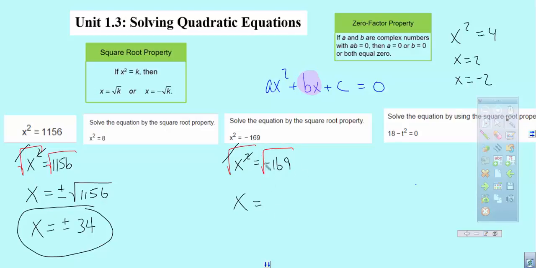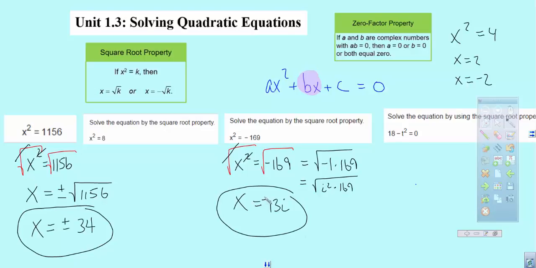On the right hand side, remember we talked about how coming out of that, the negative 1, that we can think of this as being the square root of negative 1 times 169, which is really the same thing as the square root of i squared times 169. Remember that from 1.2? So when we pull this out, we would get 13i, positive or negative. And so the square root of i squared is i, and the square root of 169 is 13.